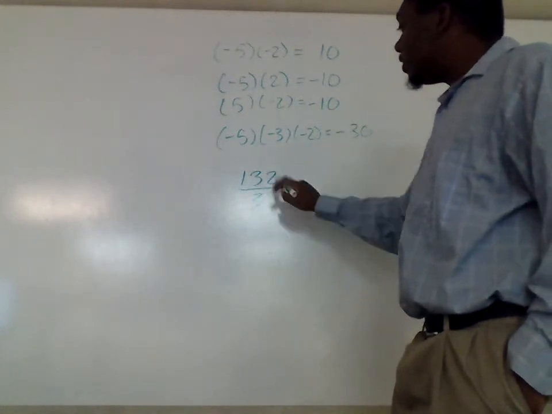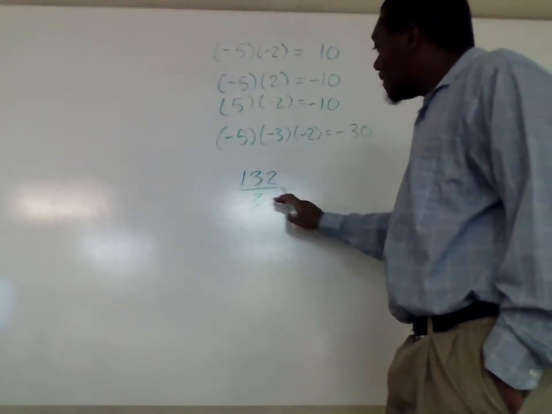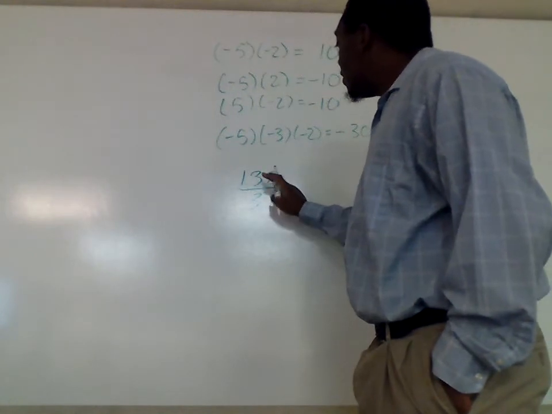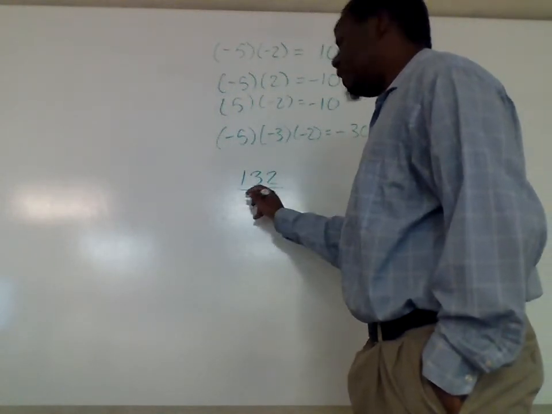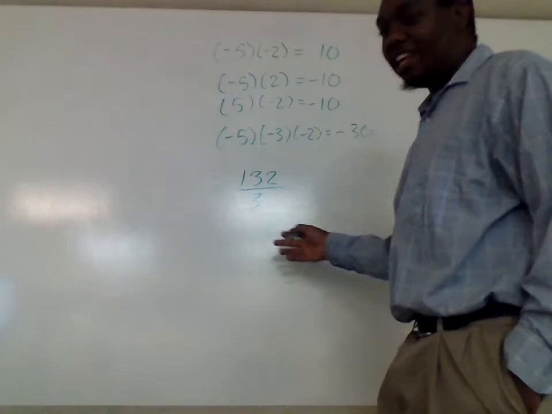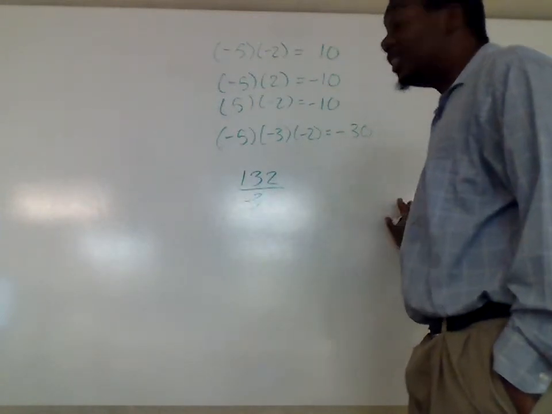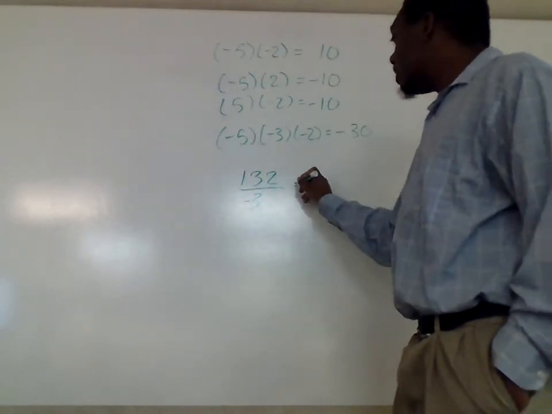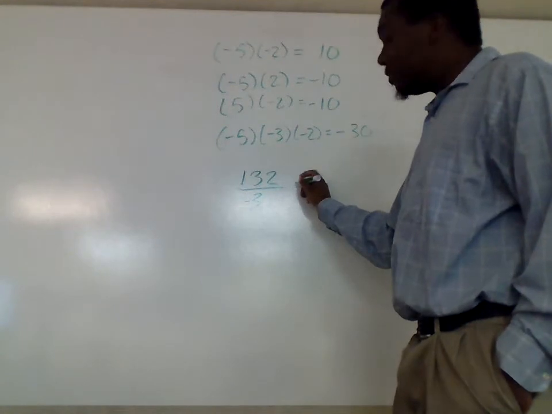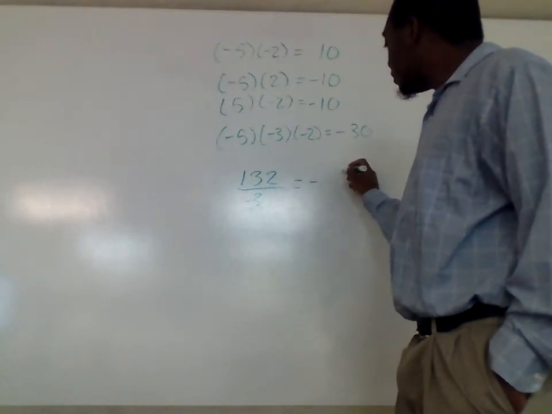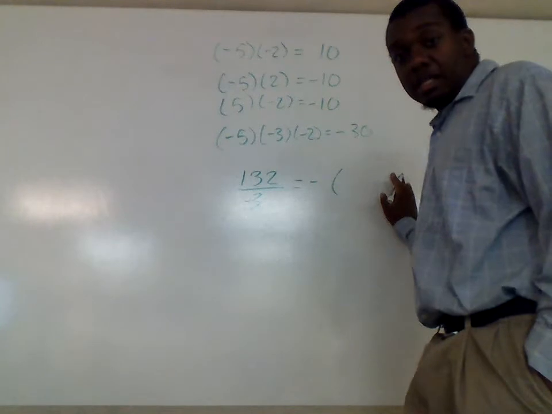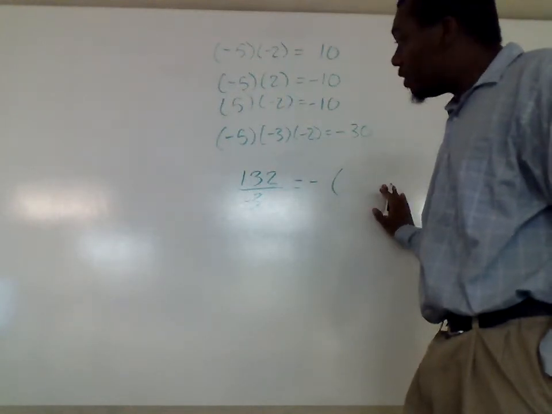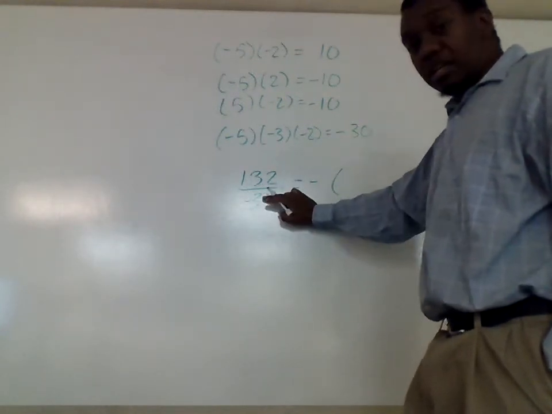So 132 divided by 3. Well, let's see. I know that actually we need to have a negative here so you can see that it doesn't matter. So let's do 132 divided by negative 3. So we already know our answer should be negative, right? Okay.